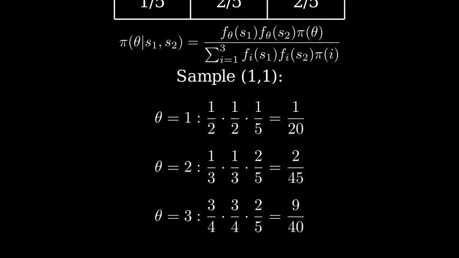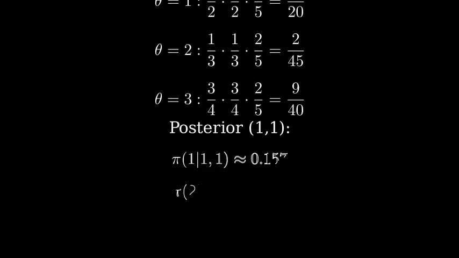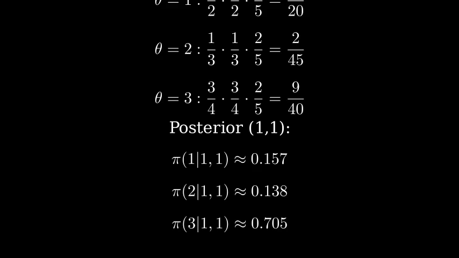For theta equals 1, we multiply 1/2 times 1/2 times 1/5. For theta equals 2, we multiply 1/3 times 1/3 times 2/5. And for theta equals 3, we multiply 3/4 times 3/4 times 2/5. After normalizing, we get our posterior probabilities for sample 1, 1: about 0.157 for theta equals 1, 0.138 for theta equals 2, and 0.705 for theta equals 3.